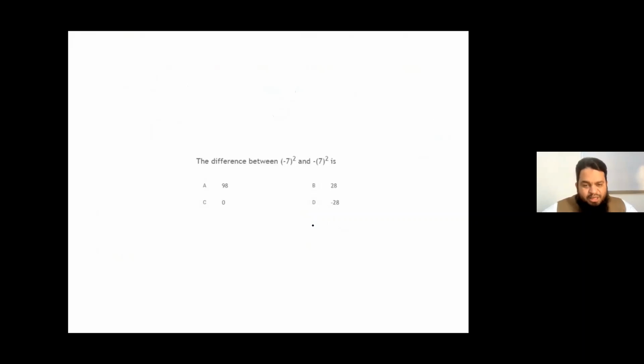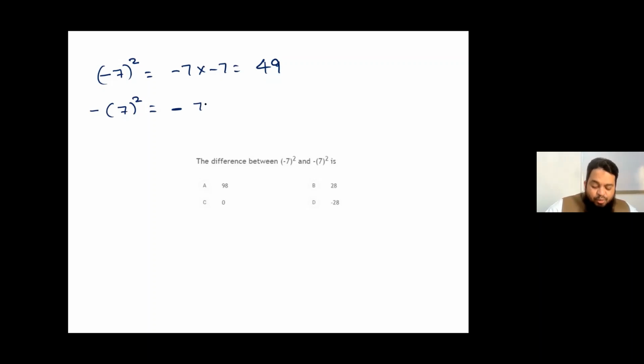So the difference between (minus 7) square and minus of 7 square. Very good problem. See, let us first see (minus 7) whole square. See, the square is for both minus and 7. So it has to be minus 7 multiplied by minus 7. It is 49. Okay. So now it is minus of 7 square. So here the square is only for 7. So we are going to multiply only 7 twice. So it will be minus 49.